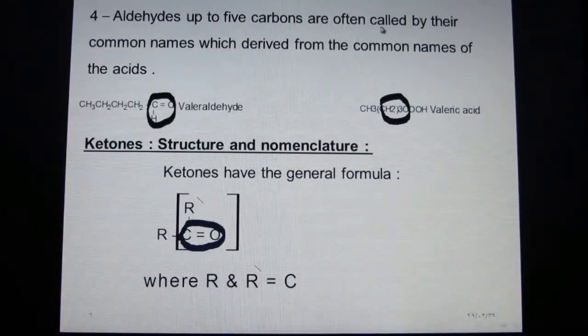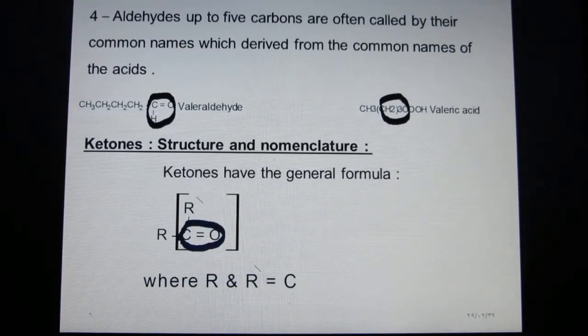Aldehydes up to 5 carbon atoms are often called by their common names. What does that mean? It means that from carbon number 1 until carbon number 5 we can name them by their common names, which are related to acids. Here we have 5 carbon atoms, it is called valeric acid. I remove -ic acid and put -aldehyde. In aldehyde it is called valeraldehyde.